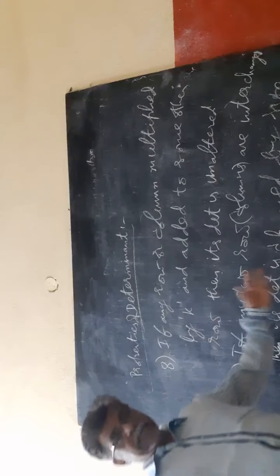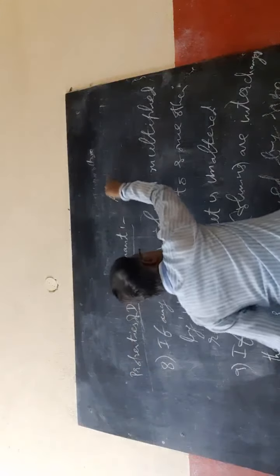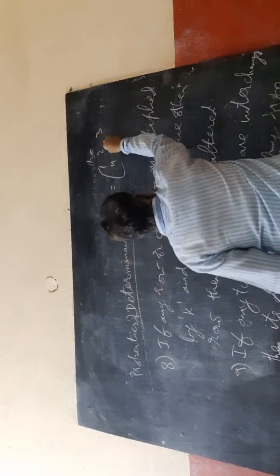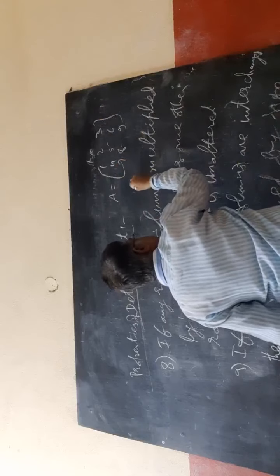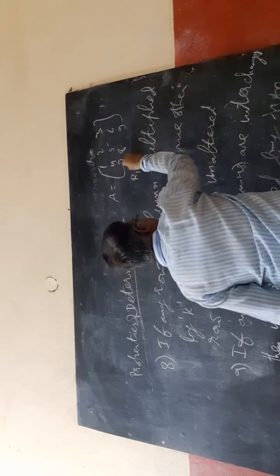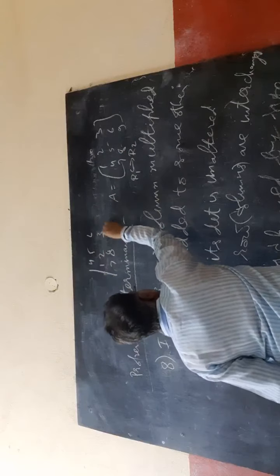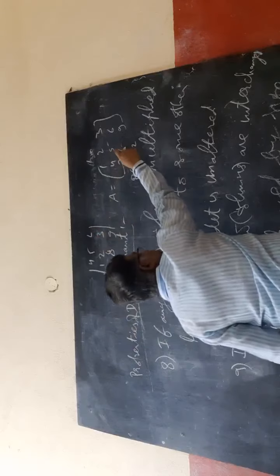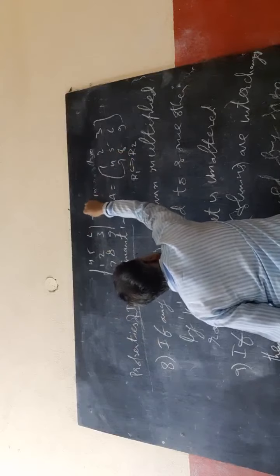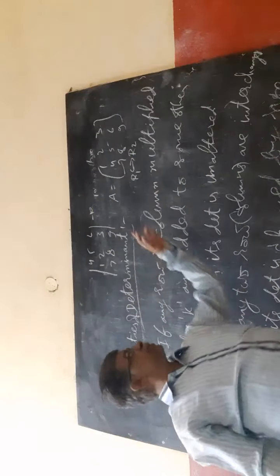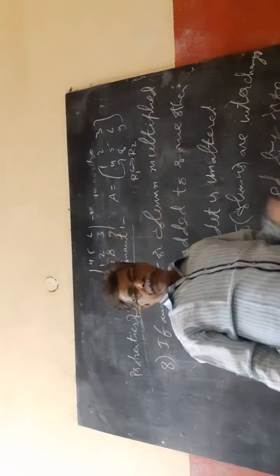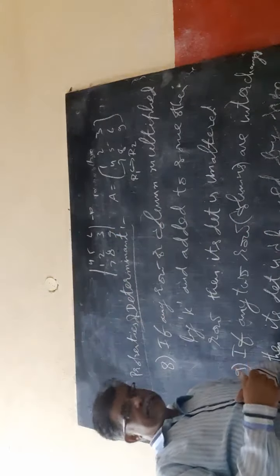If any two rows are interchanged, like A equal to 1, 2, 3, 4, 5, 6, 7, 8, 9, you will get some value. And if I am interchanging two rows, like R1 interchanging with R2, then that is 4, 5, 6, 1, 2, 3, 7, 8, 9. You will get negative of this. For example, if this is some 10, you will get here minus 10. Like this, negative means sign change. If it is negative, then you will get here positive also. So if any two rows or columns are interchanged, then the determinant is changed by the sign.